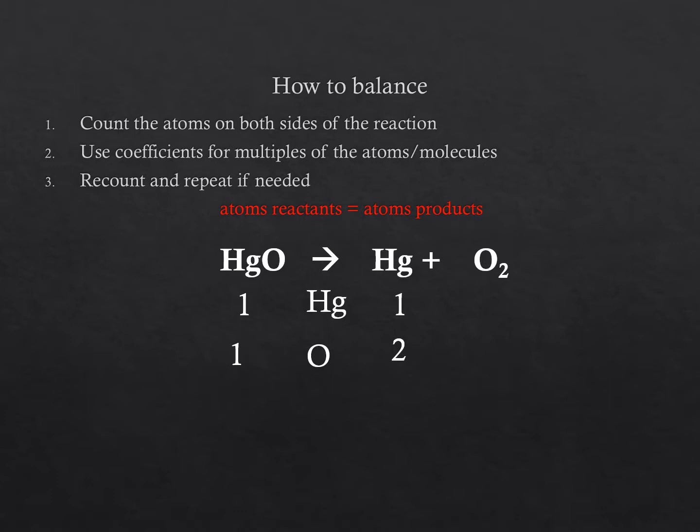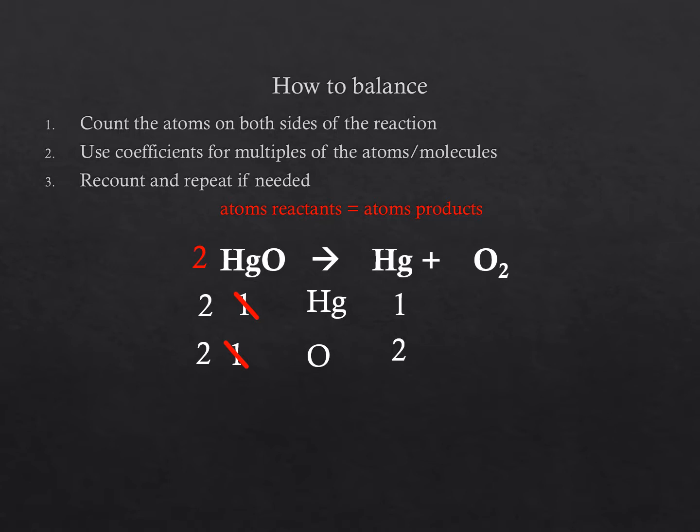So to balance oxygen, we use coefficients, numbers in front. We have to multiply the 1 by a number to get 2, which is 2. 2 times 1 is 2. So we put a 2 in front of the mercury oxide because that's where oxygen is. That changes oxygen to 2, but also changes mercury to 2 as well, because it is a compound of both mercury and oxygen. So if you change one, both of them have to change.